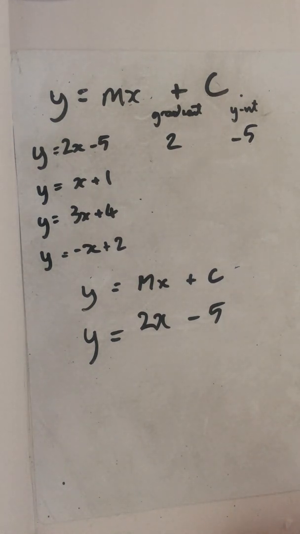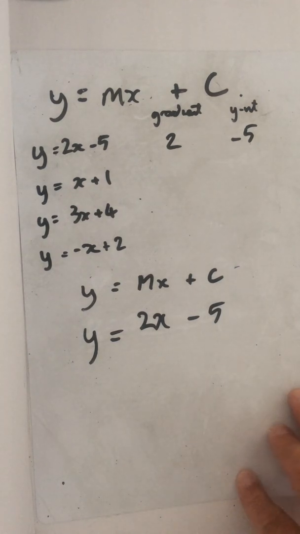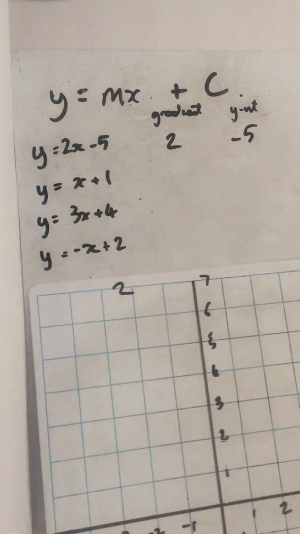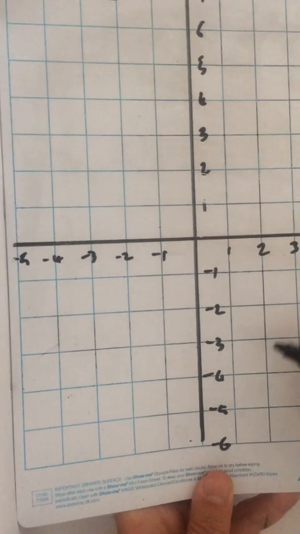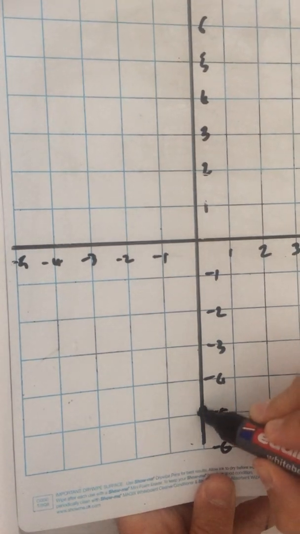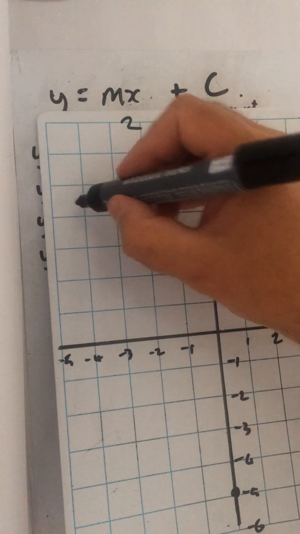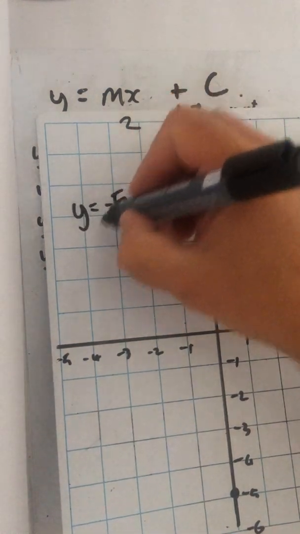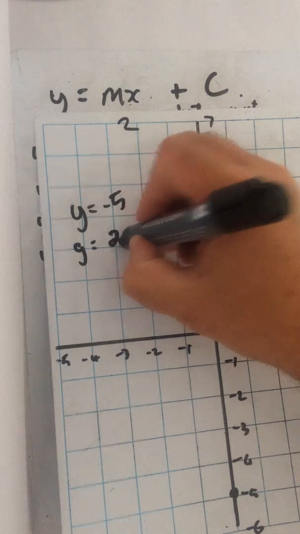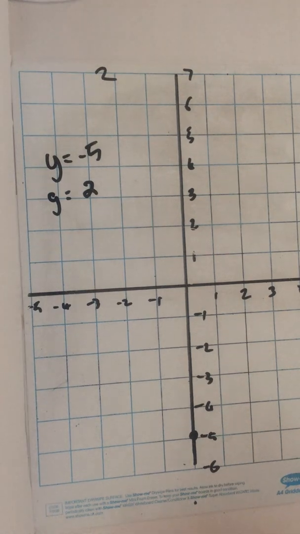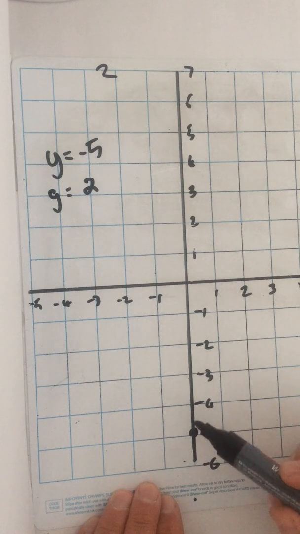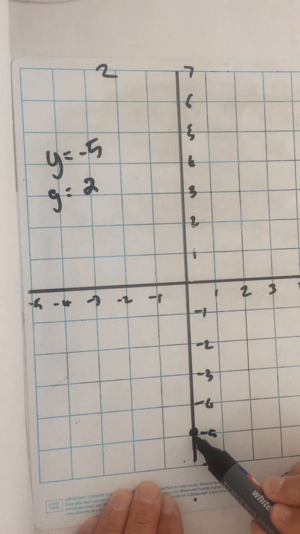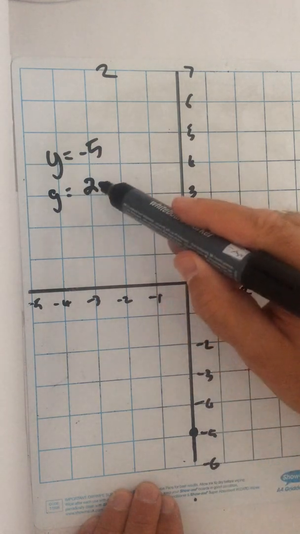Now let's put those into our graph. The gradient is 2 and the y-intercept is minus 5, so it's going to go here. So we know the y-intercept is minus 5, and the gradient is 2. From there we can very easily do our graph, can't we? The y-intercept is just the point at which the line is going to cross the y-axis, isn't it? So it's minus 5 here, and the gradient is 2.